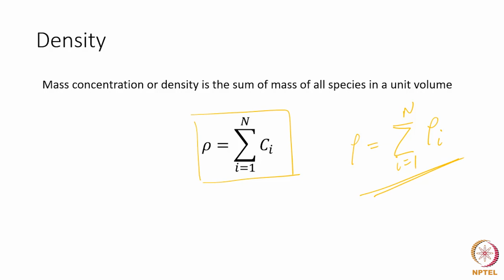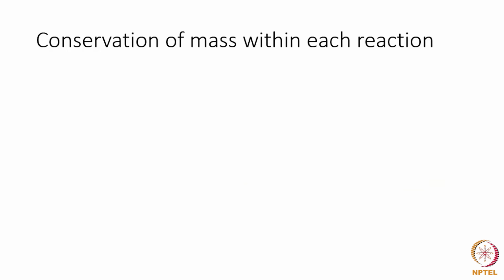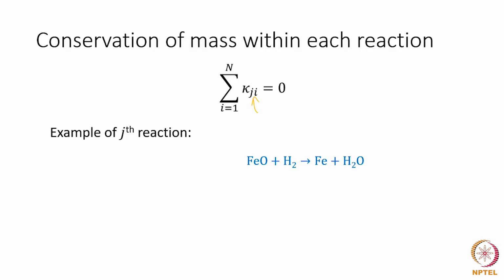Now the conservation of mass within each reaction requires a particular equation, and that equation, as we have seen earlier, is that the sum of kappa_ji is equal to 0, and we have already done an illustration of this. For the jth reaction for which we are writing this expression, i is a species that is participating. We have taken an example of wustite plus hydrogen giving iron and water vapor, and you can see that we converted the moles here to weights.